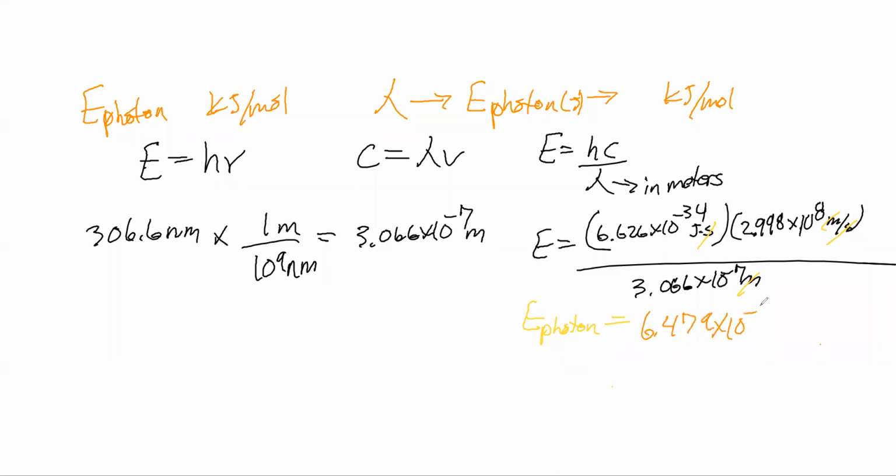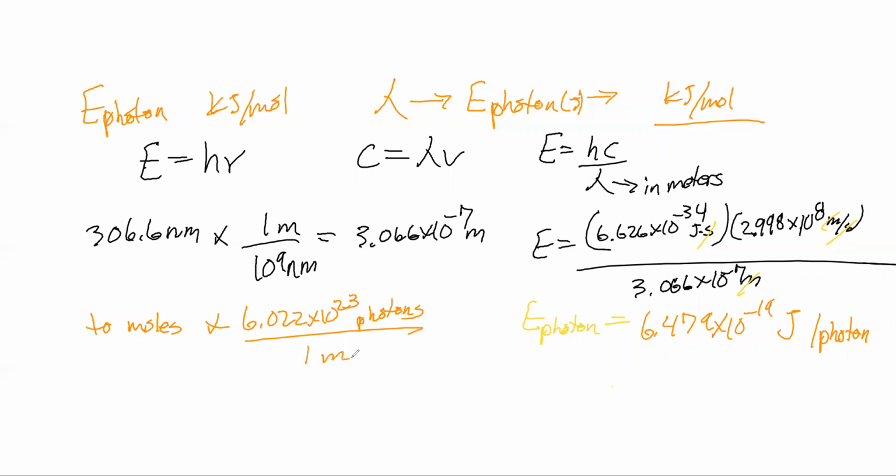6.479 times 10 to the minus 19 joules. Now, they want it in kilojoules per mole. So I want to go ahead and change that. So this is really joules per photon. So to change that over to moles, I need to multiply it by Avogadro's number, because that's the number of photons per 1 mole. And then to get into kilojoules, I want to use the conversion that there's 1,000 joules in 1 kilojoule.